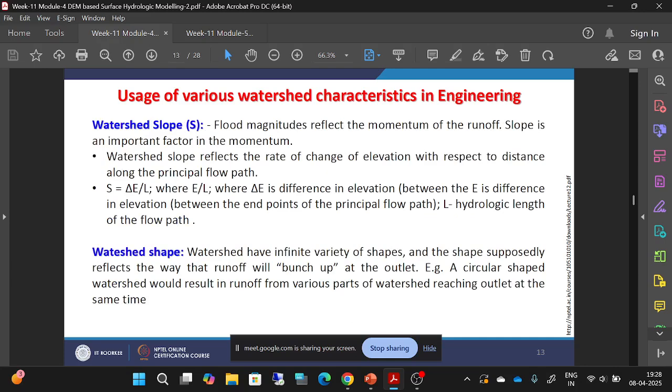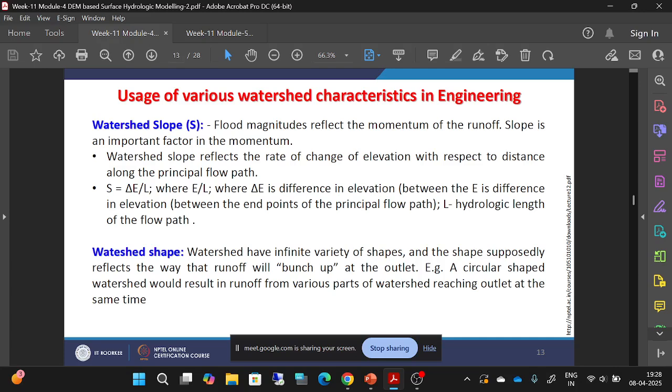Then we have the watershed slope. So flood magnitudes reflect the momentum of the runoff. Slope is an important factor in the momentum. It reflects the rate of change of elevation with respect to distance along the principal flow path.